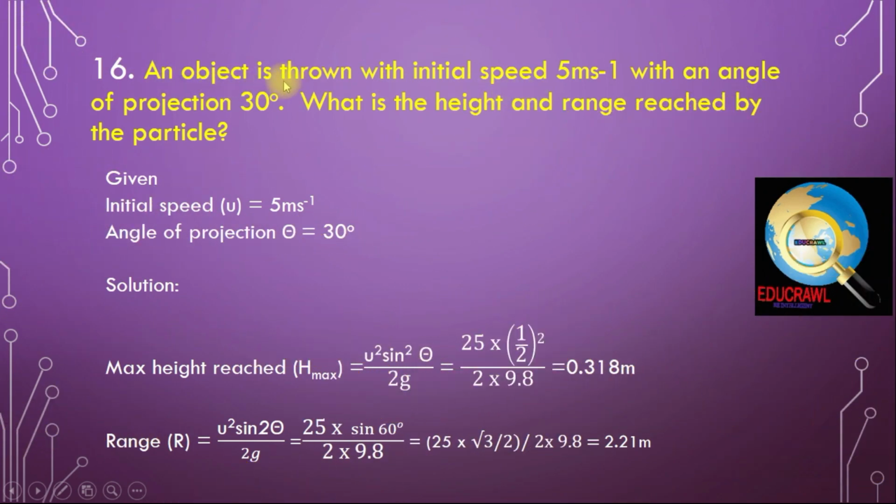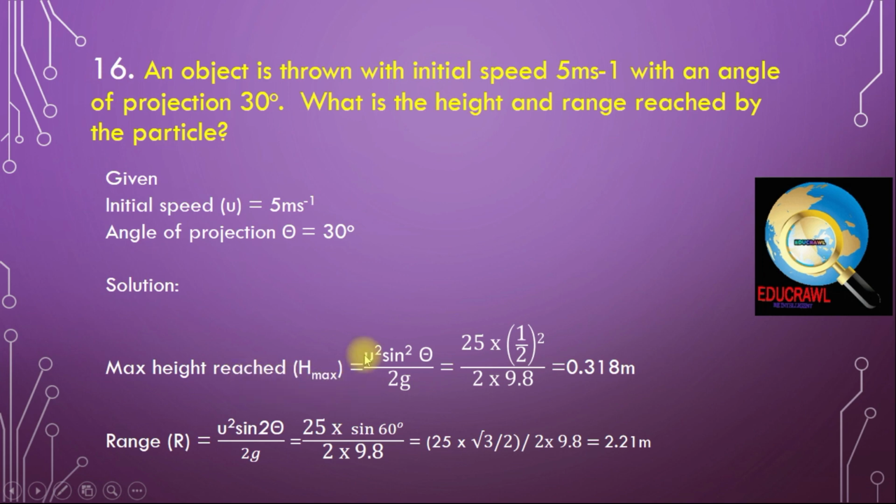16th one, an object is thrown with the initial speed of 5 meter per second with an angle of projection as 30 degree. What is the height and range reached by the particle? So maximum height, we know the formula already. We have done a problem regarding this height and range.